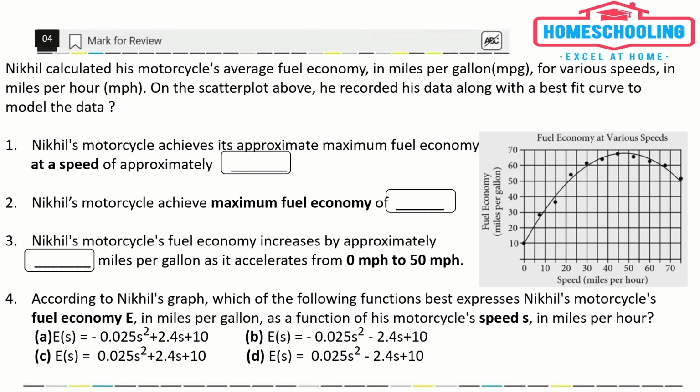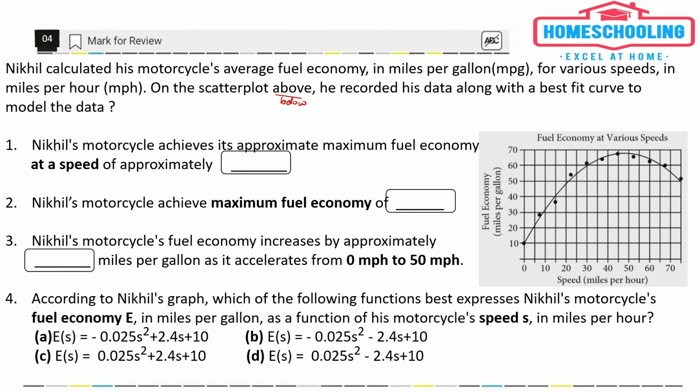In this question, this is the last question. Nikhil calculated his motorcycle's average fuel economy in miles per gallon for various speeds in miles per hour. On the scatter plot below, he recorded his data along with a best fit curve to model the data. So we have to find these four things.